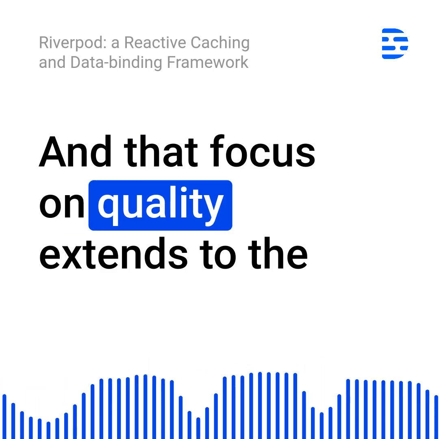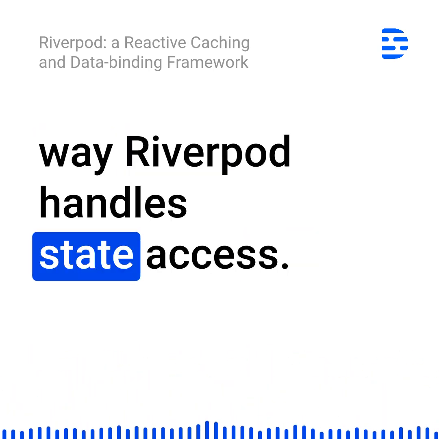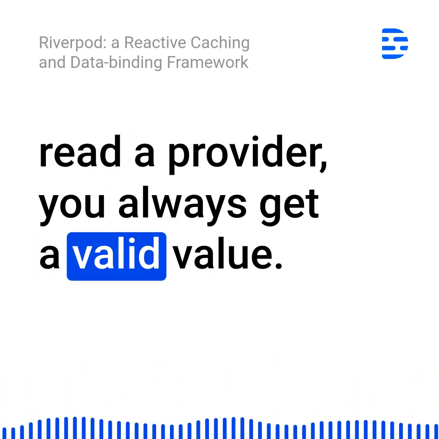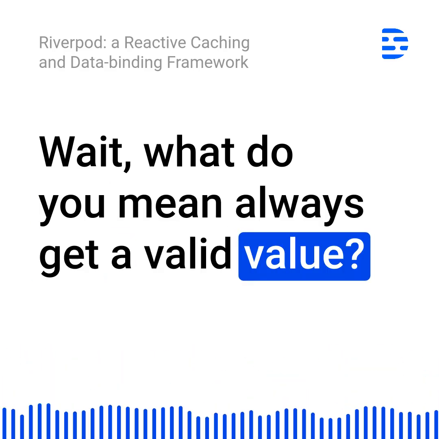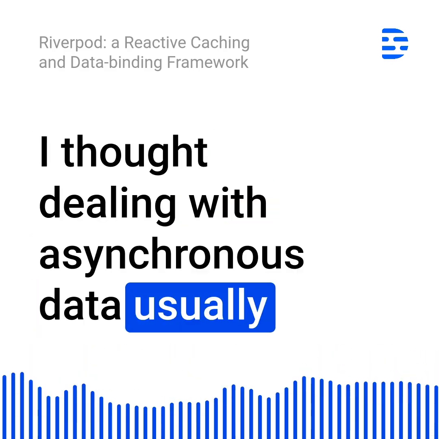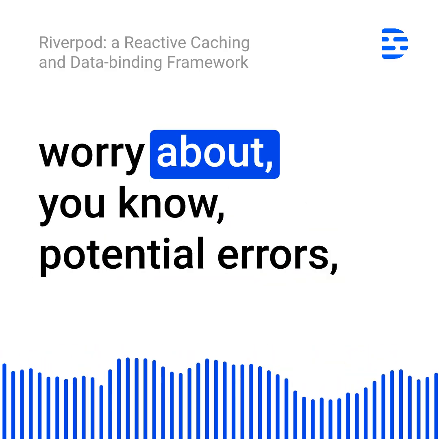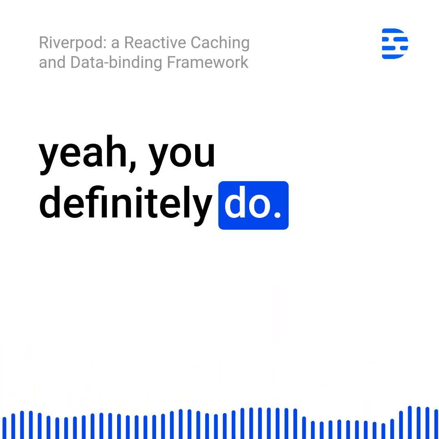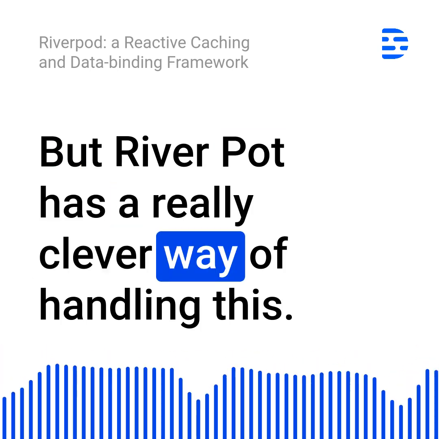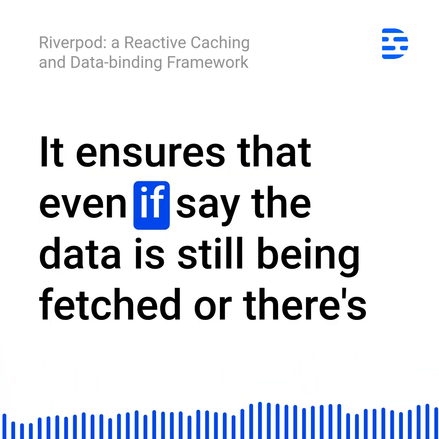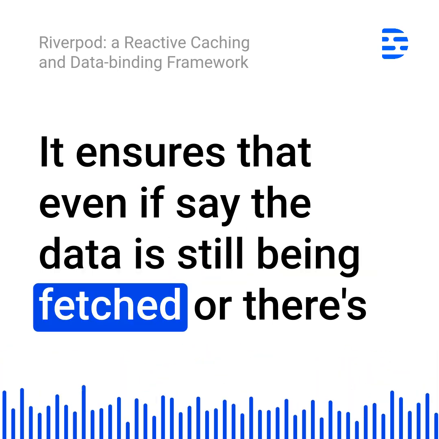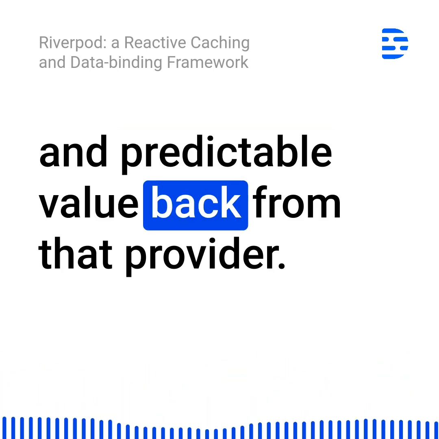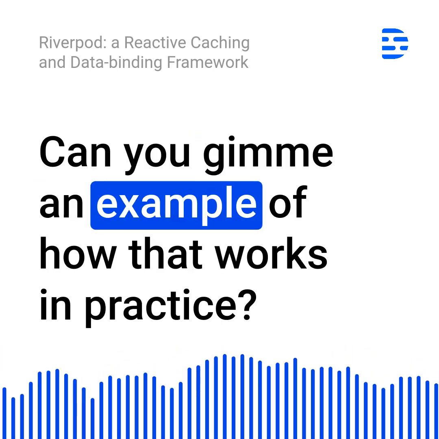Exactly. And that focus on quality extends to the way Riverpod handles state access. It's designed to guarantee that whenever you read a provider, you always get a valid value. Wait, what do you mean, always get a valid value? I thought dealing with asynchronous data usually means you have to do all these null checks and worry about potential errors. Right, so with those traditional approaches, yeah, you definitely do. But Riverpod has a really clever way of handling this. It ensures that even if, say, the data is still being fetched or there's some kind of error, you'll always get a safe and predictable value back from that provider. Okay, can you give me an example of how that works in practice?